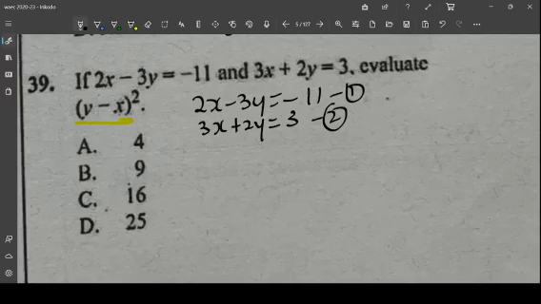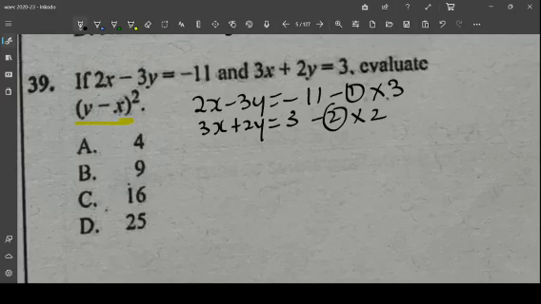In other words, I'm trying to get a situation whereby the coefficient of x in equation 1 and 2 will be the same, so I can subtract them or eliminate them. So how can I make them the same? If I multiply equation 1 by 3, it's going to make my 2x turn to 6x. And if I multiply equation 2 by 2, it will also make my 3x turn to 6x. So that is what I want, and I'm going to do that.